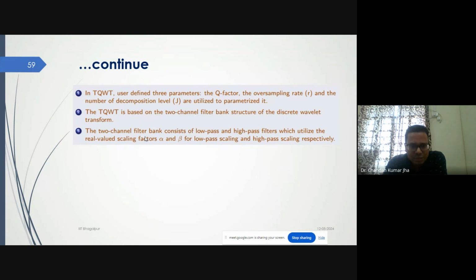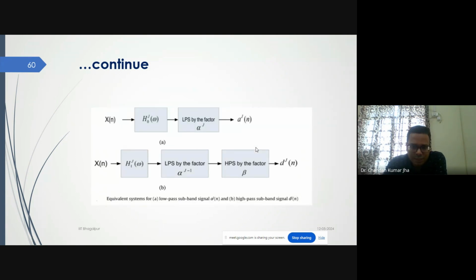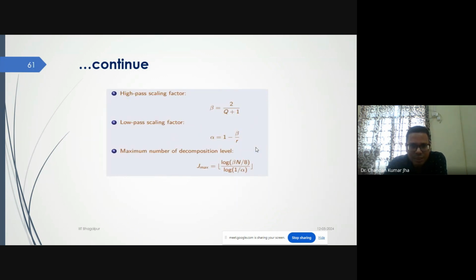And it also includes the scaling parameter, which is different from the wavelet. In the case of DWT, we just downsample by 2, but here the scaling parameters alpha and beta are used. So this is the difference between the DWT and TQWT, and in this way it is implemented by employing the LPS and beta, and the different parameters can be defined in terms of the Q, R, and J.